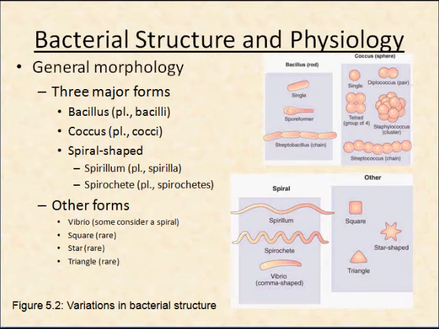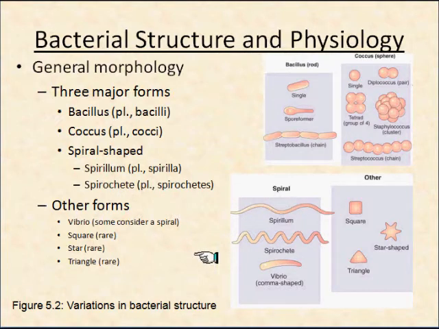Their shapes, generally, there are three major shape forms. We see bacillus, which are these cylindrical type structures. There are coccus or cocci, which means just little round structures. And then we have spiral shapes, and that includes spirillum and spirochetes that look like this.